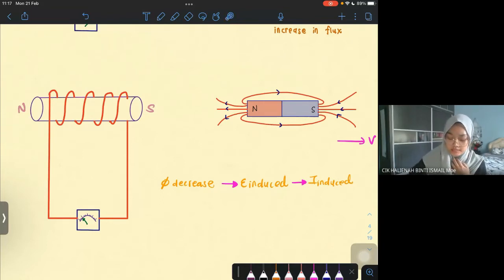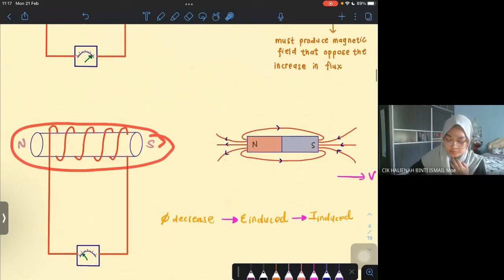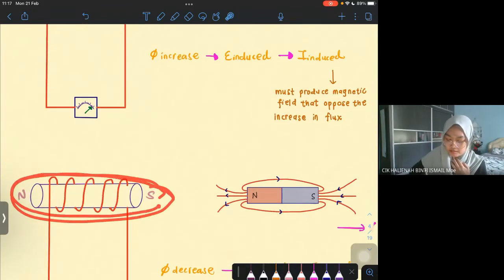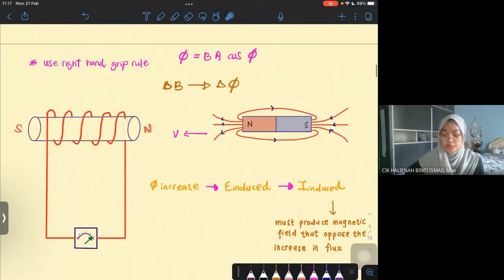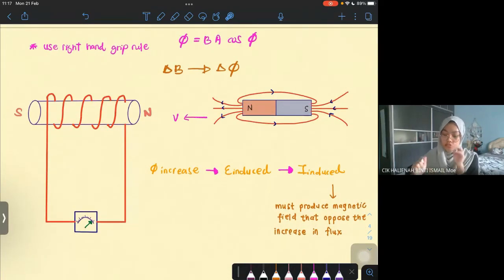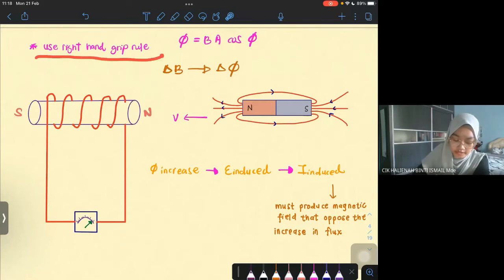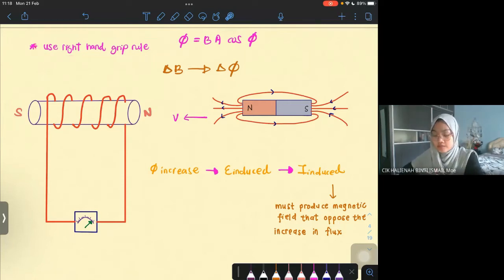Okay, so daripada sini setelah kita sudah determine north and south di sini, we can determine the direction of that induced current. So direction of that induced current we can determine using right hand grip rule. So this one we have learned in chapter 4. Okay, so kita akan gunakan right hand grip rule di mana our thumb will be the direction of the north. Thumb will always be the direction of the north and fingers will be the direction of the current. So how can we do this?